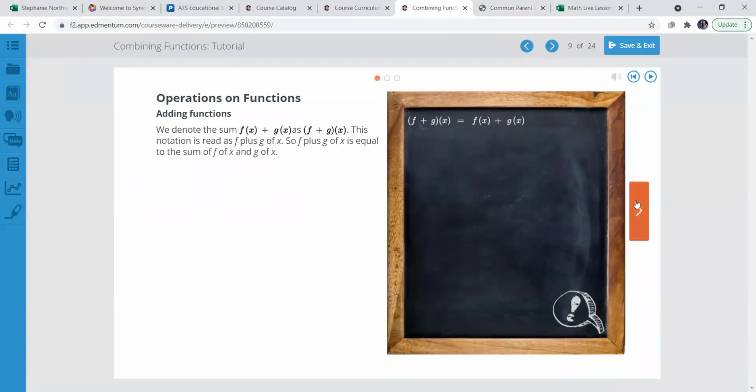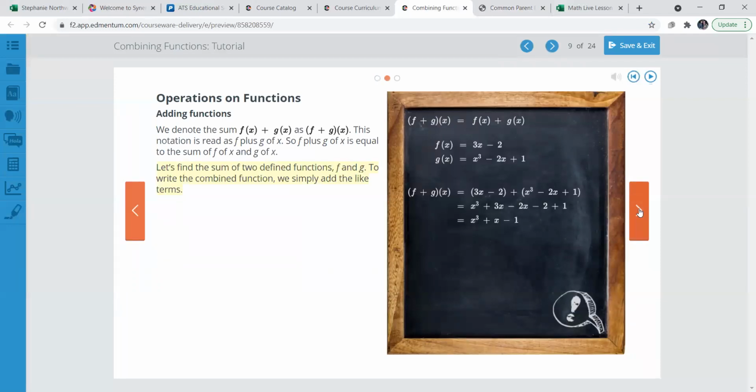All right, operations on functions. Here we have adding functions. This shows an example of how to combine the two functions and what needs to be done.